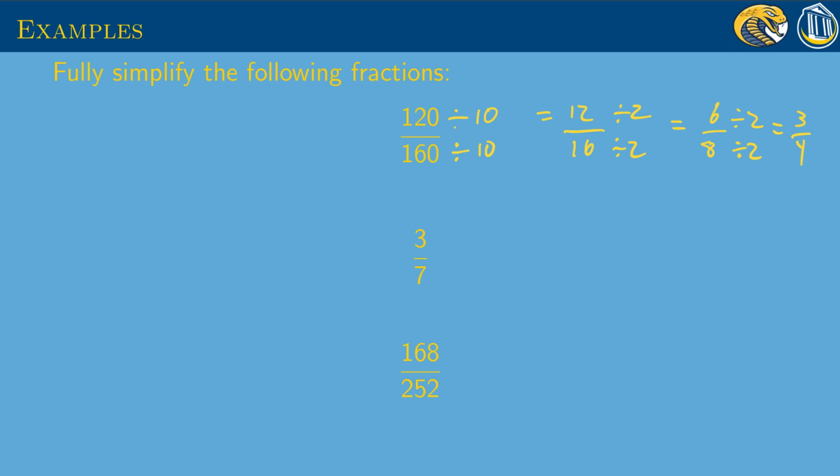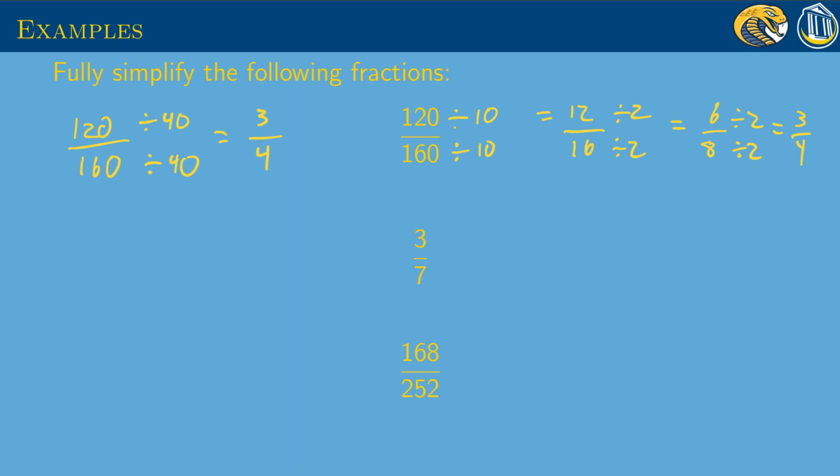However, let's write this one again, 120 over 160. That took 3 steps. We can do this in fewer steps if we recognize that both our numerator and denominator can be divided by 40. If we do that, 120 divided by 40 gives us 3, 160 divided by 40 gives us 4, and we can do the same simplification process in just one step.